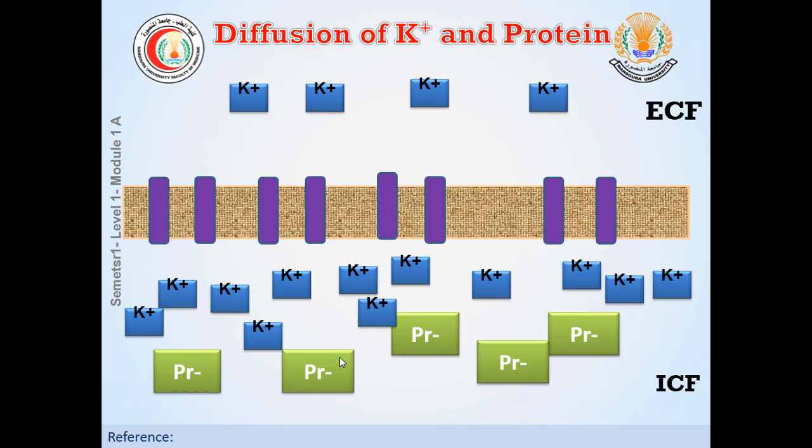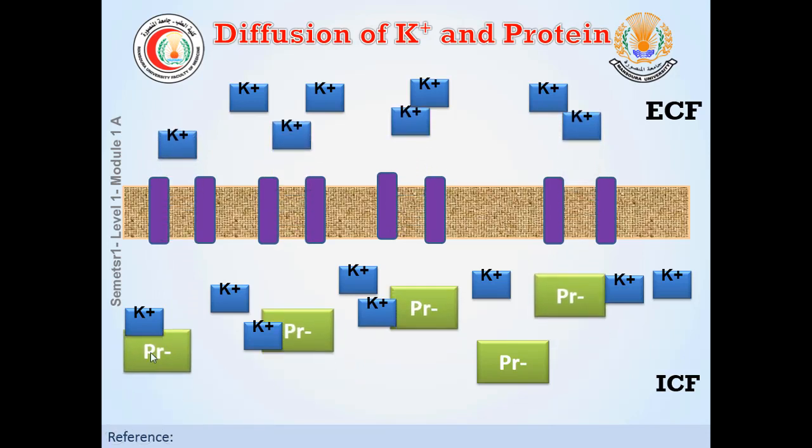Diffusion of potassium and protein. Potassium passes easily due to the concentration gradient, inside more than outside, and the high permeability of the cell membrane to potassium. Protein tends to move outside, but it cannot move due to its large molecular size, so it is held on the inner surface of the membrane.